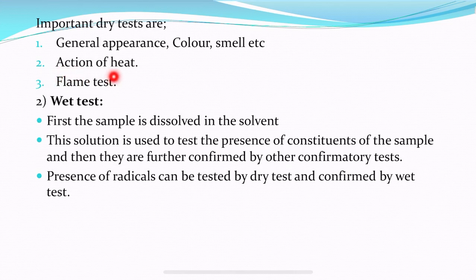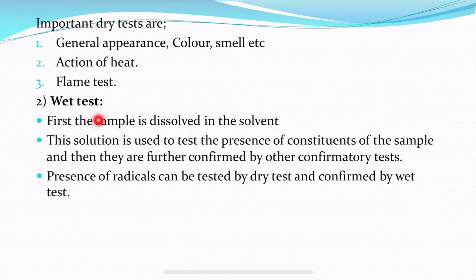And next is action of heat. What happens when it is heated: whether it is going to decompose, or whether it is going to change state from solid to liquid or liquid to gaseous. How the action of heat works on that particular given sample will also give some hints and clues. And next is the flame test. While doing the flame test, whether it burns with a sooty flame or a bluish flame, by looking at that I can get some clues and hints. These are some of the preliminary or dry tests we are going to do.